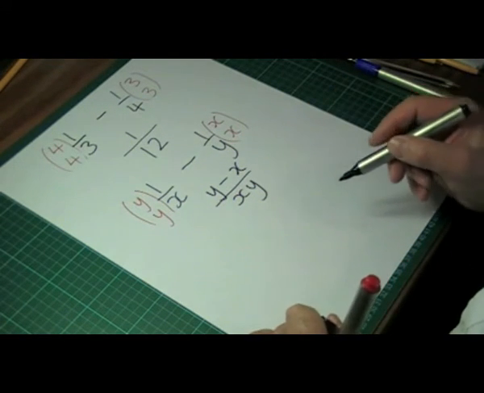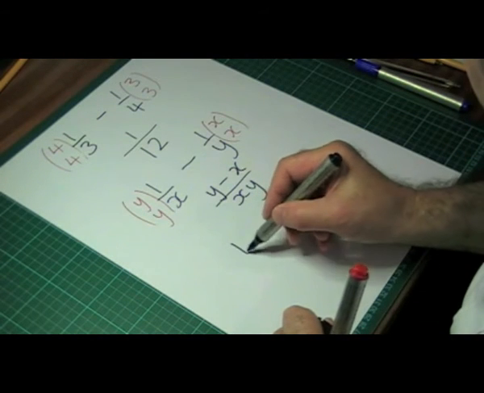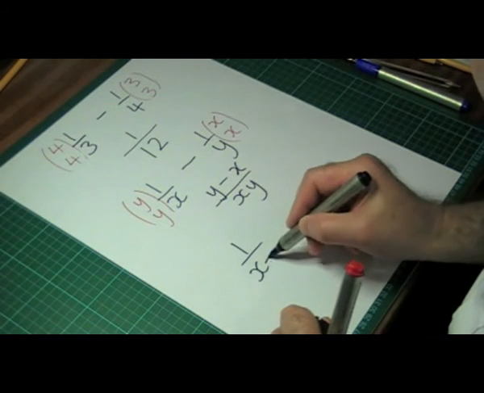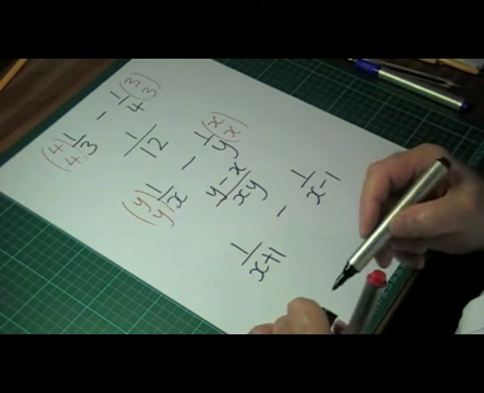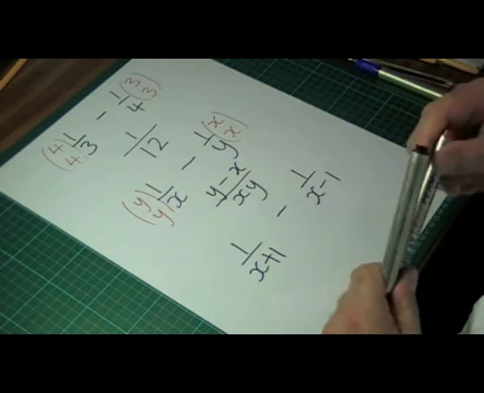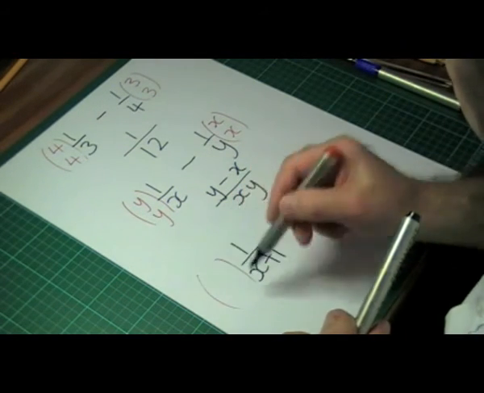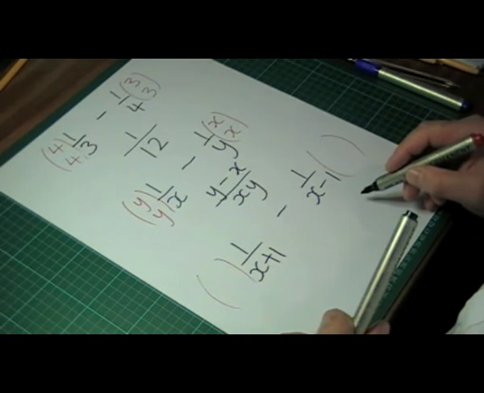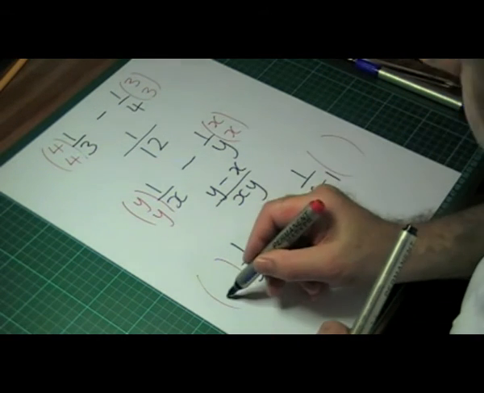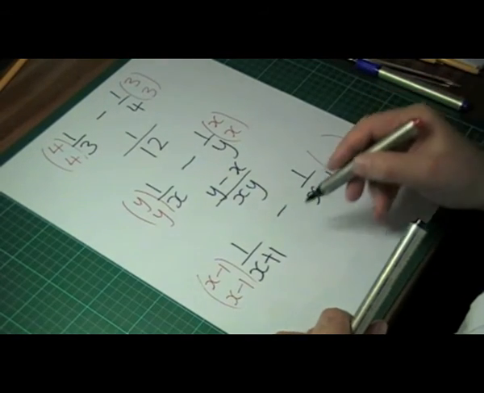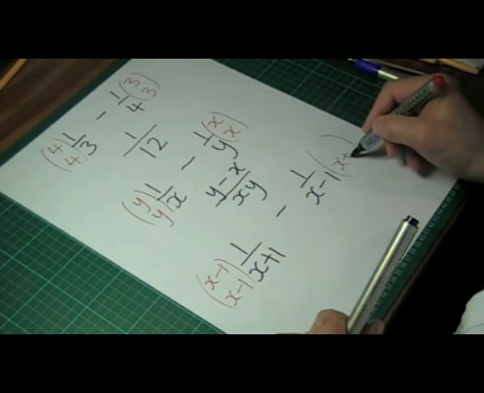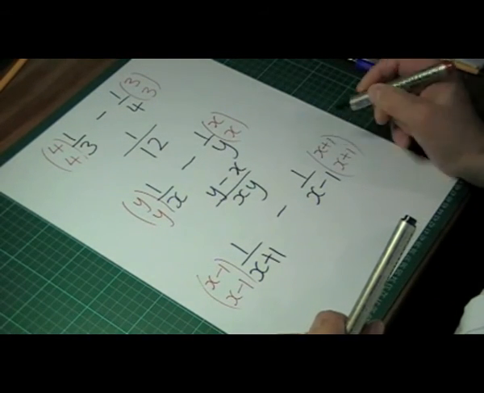You can extend this now to a slightly more complicated case of 1 over x plus 1 minus 1 over x minus 1. The same idea again. Now we look here and put an x minus 1 there and an x minus 1 there. And for this denominator we look there, we put an x plus 1 there and an x plus 1 there.